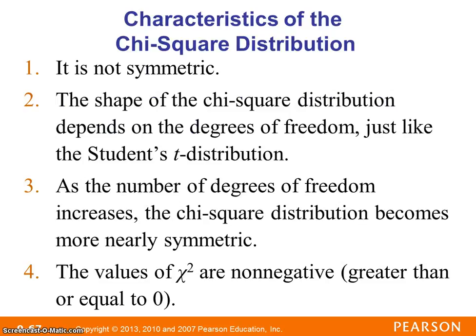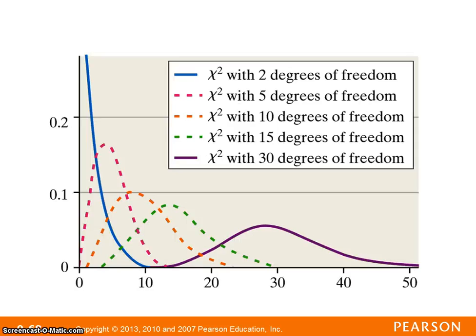So let's look at some characteristics of the chi-squared distribution. Some of these I mentioned already: it's not symmetric. We'll look at the graph of it in just a minute. The shape of the chi-squared distribution, again, depends on the degrees of freedom, just like the t-distribution. And as the number of degrees of freedom increases, the chi-squared distribution becomes more nearly symmetric, and the values of the chi-squared are non-negative, greater than or equal to 0. And this symbol might look like an X, but this is technically the Greek letter chi, and I guess they're using that for this statistic in this case.